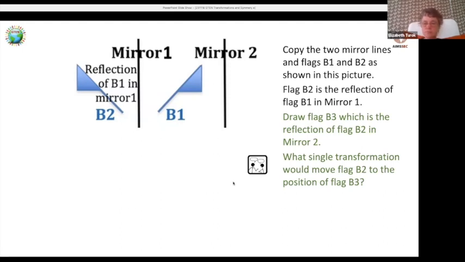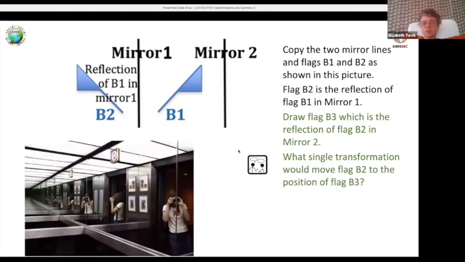So what single transformation would move flag B2 to where you've just drawn flag B3, somewhere about here, in the middle of where the writing is? The single transformation would be a reflection, wouldn't it, across mirror 2? Well, from B2 to B3, it is a reflection, but from B1 to B3, it is a translation. Yes, yeah.